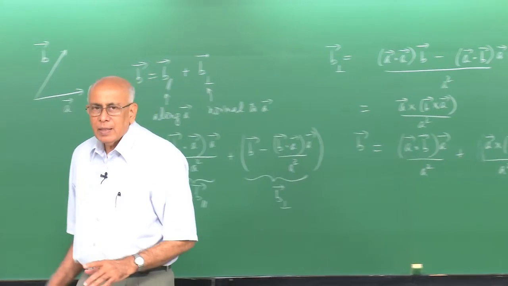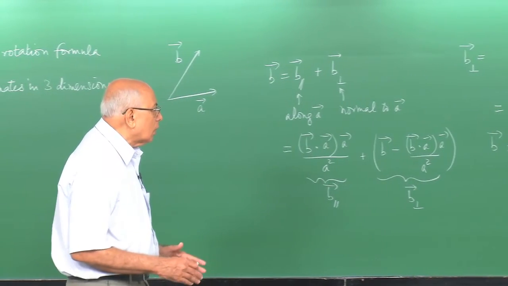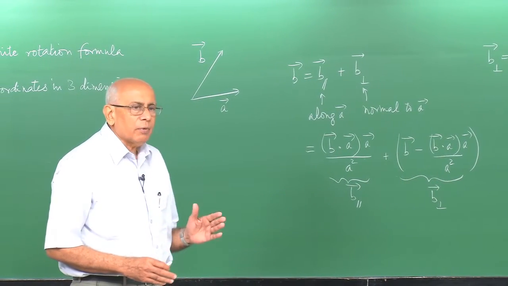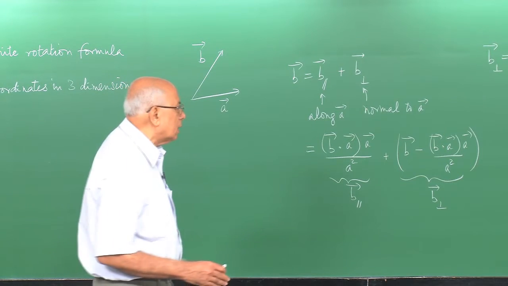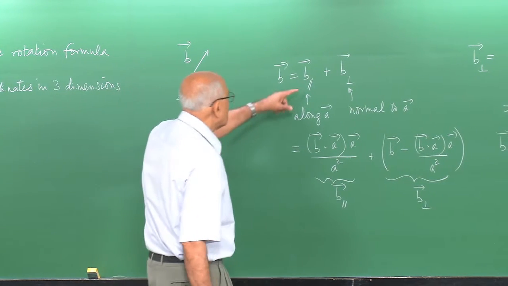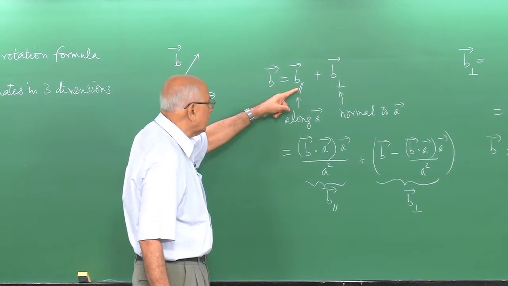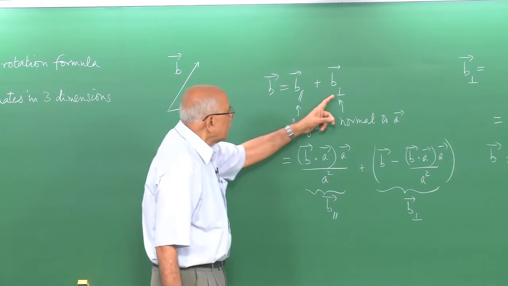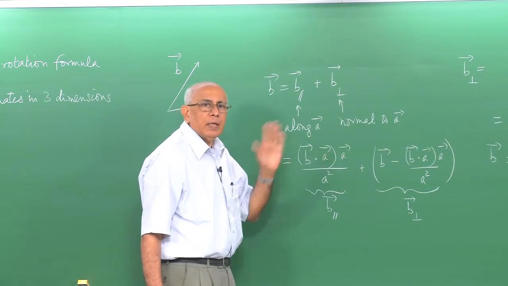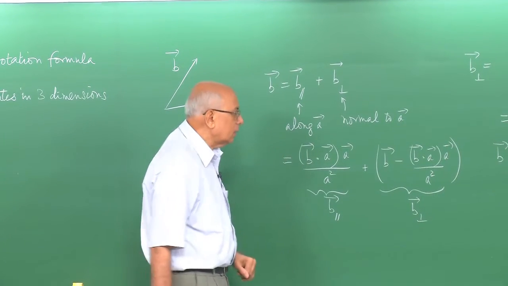So I thought I'd mention this just so that you know what the resolution of a vector along some other direction means. This part is sometimes called the longitudinal component along A, and this is the transverse component in a plane perpendicular to A. Okay.